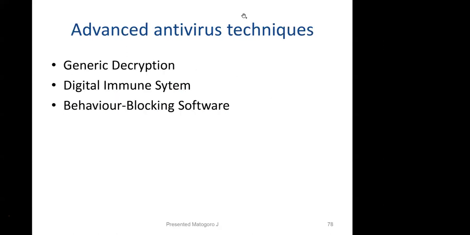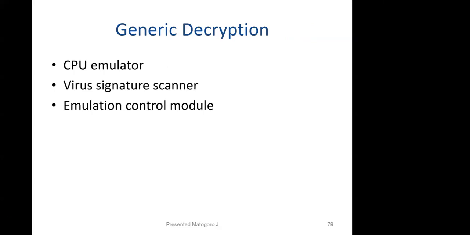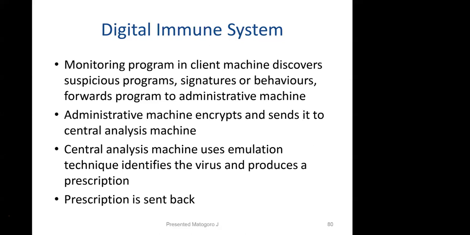Some of the advanced antivirus techniques include generic decryption, digital immune system, and behavior blocking software. These could be a few of the ways to mitigate the impact of malware as well as viruses and worms. So generic decryption involves a CPU emulator, virus signature scanner, and emulation control control module. This could be one way of addressing some of these.